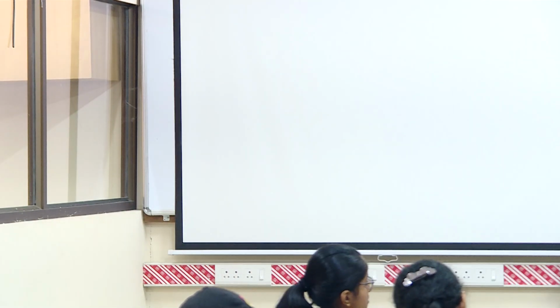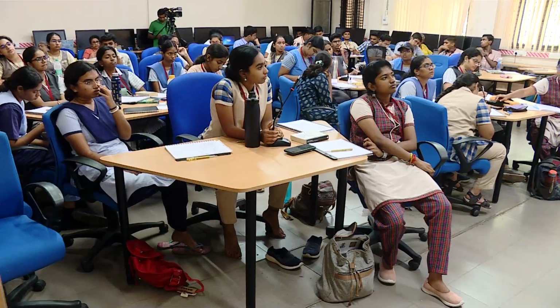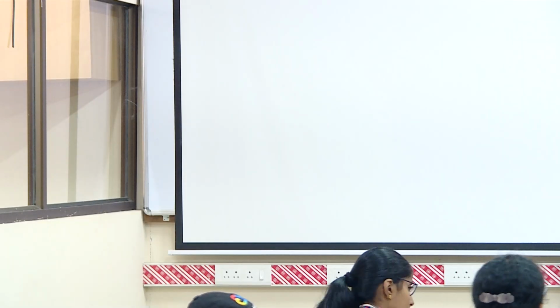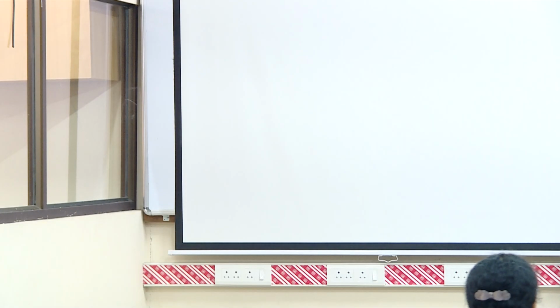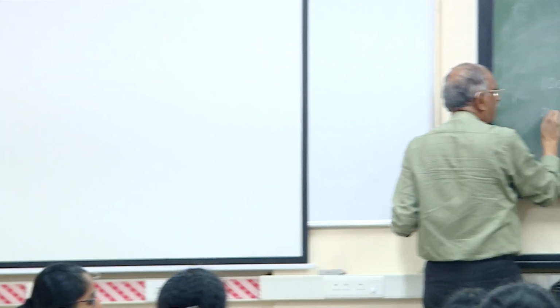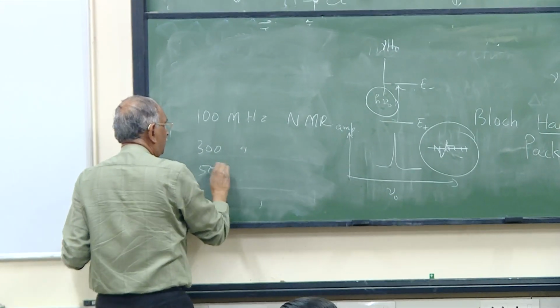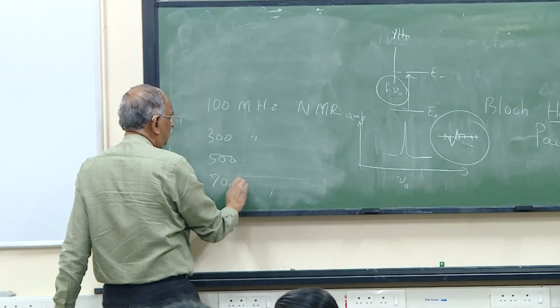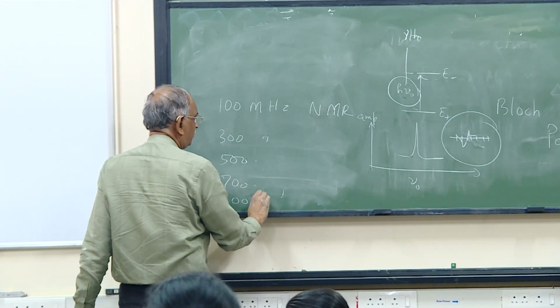But today, the experiments are done using fixed coil, and the magnetic resonance spectrometers are named after the frequencies of the proton absorption frequency. They are called 100 megahertz NMR spectrometers, and 300, 500, 700, and I guess today we have 1200 megahertz.